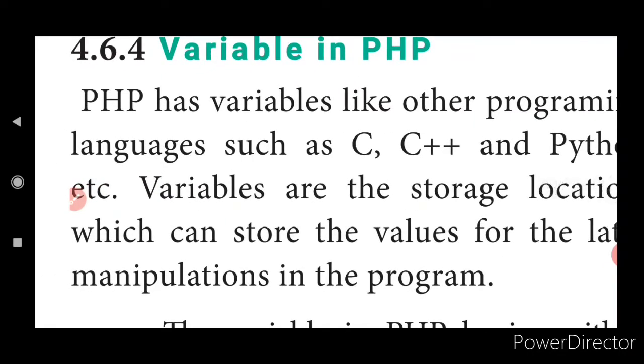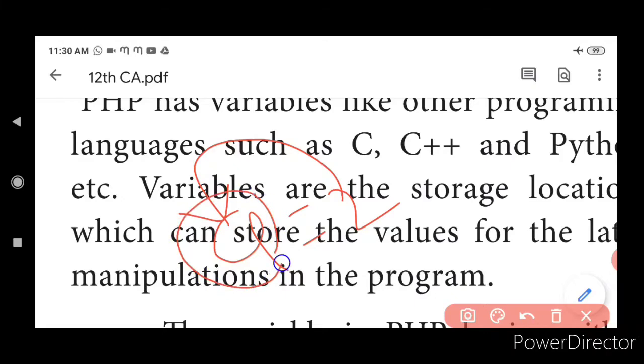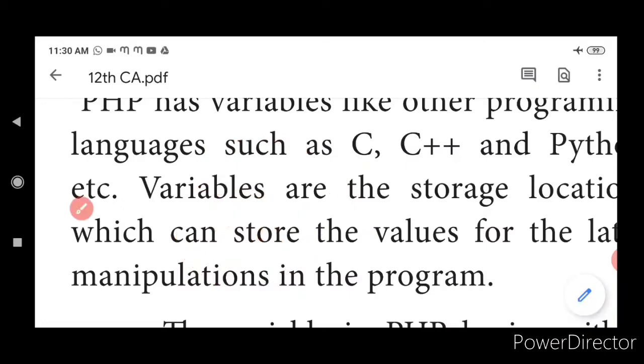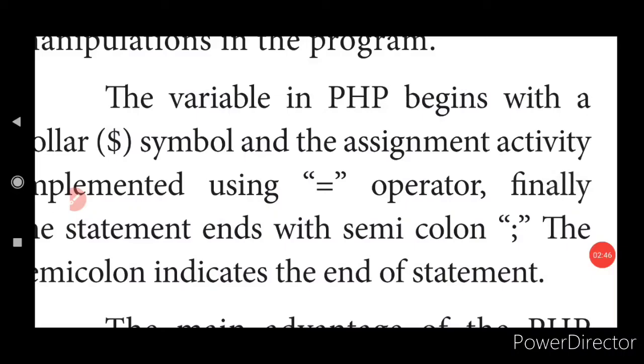Say for example, if I write A is equal to 2, then 2 will be assigned to A. This A is termed as a variable. See, in your PHP, your variables should be represented with a dollar symbol. How should it be represented? It should be represented with a dollar symbol. It has to begin with a dollar symbol.